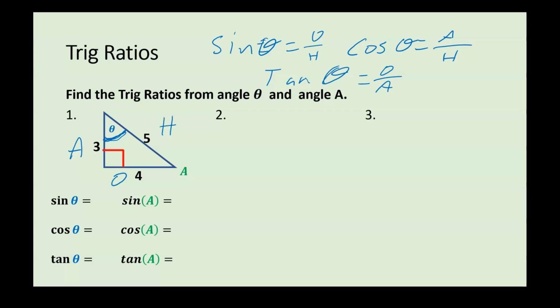So the sine of theta would be, the opposite side is 4, and the hypotenuse is 5. So we just write in the fraction. The cosine of theta is the adjacent over the hypotenuse. The adjacent side is 3, and the hypotenuse is 5. The tangent of theta is the opposite over the adjacent. That will give us the tangent of theta.